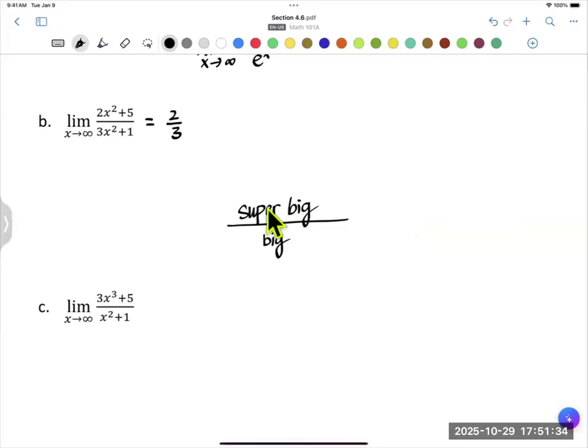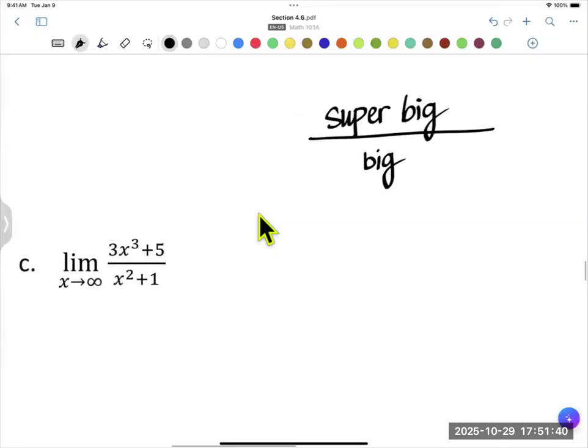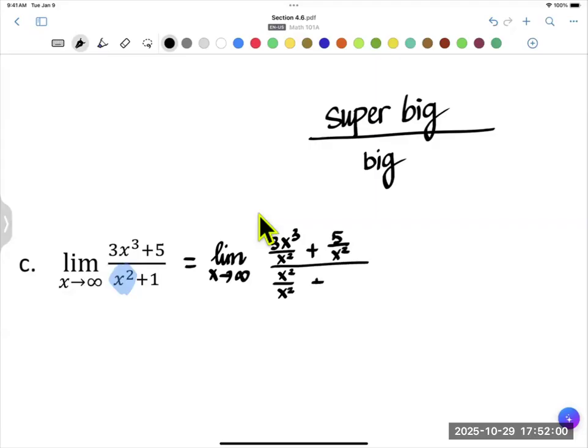So let's apply the idea of dividing every term by the highest power to prove our result is true. Let's see, the limit as x approaches infinity. So we have 3x cubed. The highest power in the denominator is x squared, so we divide everything by x squared. We have 5 over x squared and 1 over x squared. Simplify this, we have the limit as x approaches infinity of (3x plus 5 over x squared) divided by (1 plus 1 over x squared).